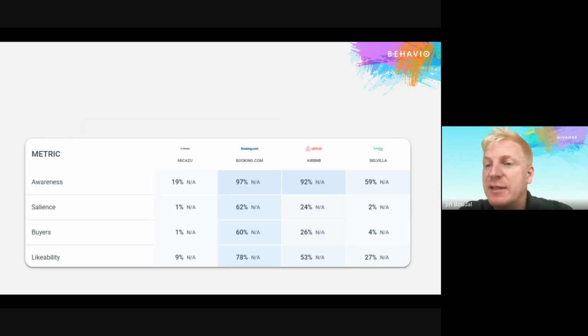That said, it doesn't mean that you shouldn't be using performance marketing anymore, but the brand is really something that is growing your penetration. As you can see here, there's a strong correlation between salience and buyers even here. So Mikazu is super small. Booking is around 60%, Airbnb 24%. There's another challenger brand, Belvilla, a little bit bigger than Mikazu.